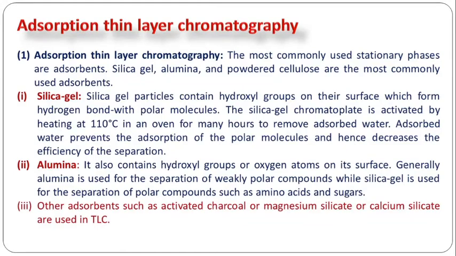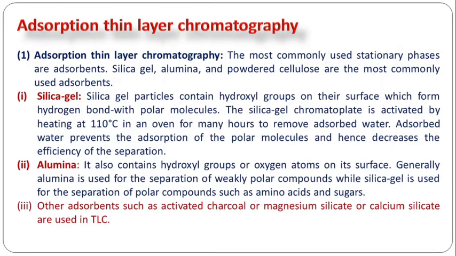Other adsorbents such as charcoal, activated charcoal, magnesium silicate or calcium silicate can be used for TLC according to the use. So these are the solid stationary phases. That's why this type of chromatography is called adsorption thin layer chromatography.